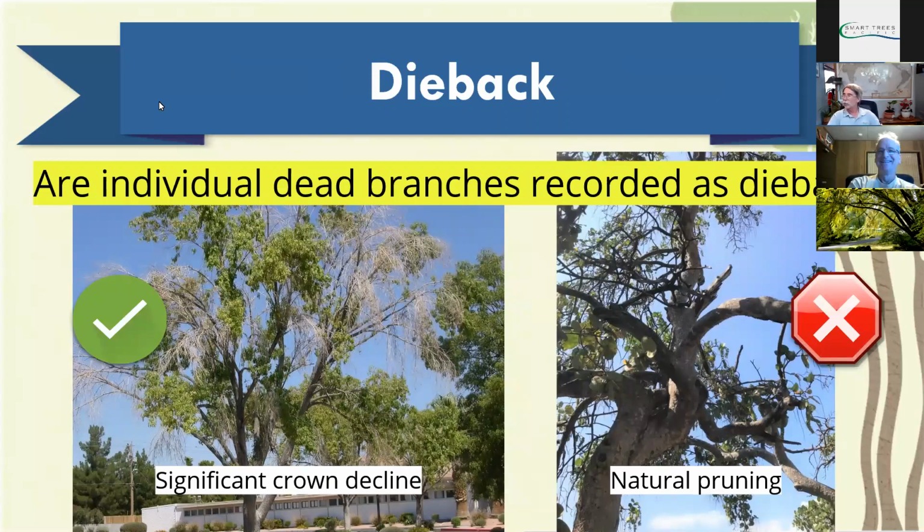So how do we record this as dieback as we're looking at a picture? Right here on the left, we have significant crown decline. I would call this flagging because we've got individual branches dying back with some that are still looking pretty good. But we need to record those. The one on the right is more of a natural pruning situation in the lower crown. I wouldn't even call that dieback.